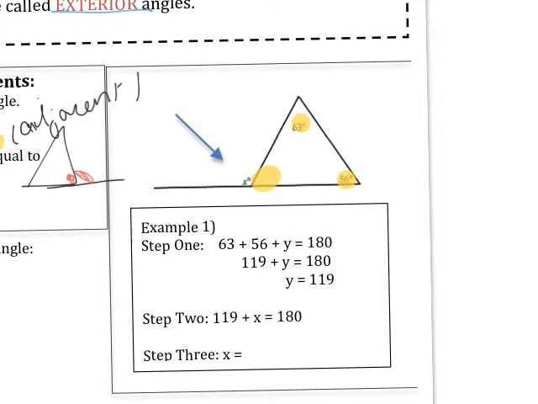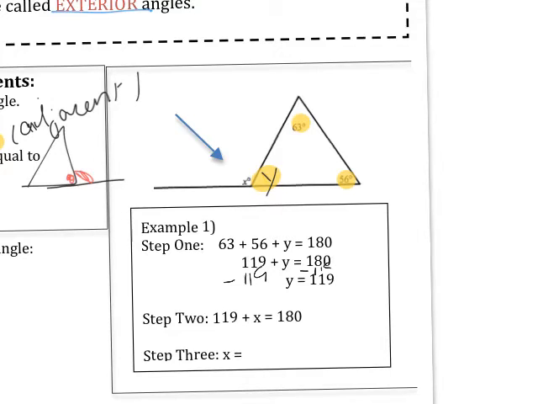We are going to call this one here angle Y. So if we add together the 63 plus the 56 plus Y, it's going to equal 180. Okay? 63 plus 56 is 119, so 119 plus Y equals 180. How did we get that 119? Well, we subtract. We do minus 119.